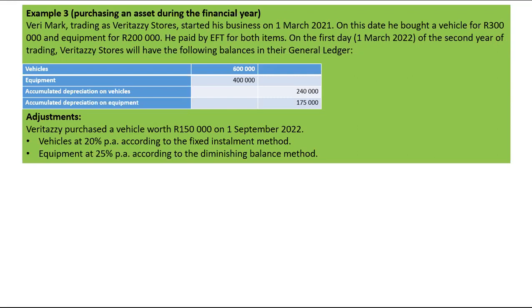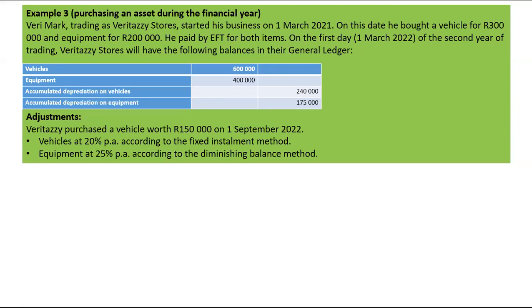On the first day, which is the 1st of March 2022, of the second year of trading, Very Tasty Stores will have the following balances in their general ledger. We've got vehicles amounting to 600,000, equipment amounting to 400,000. Accumulated depreciation is 240,000. That is on vehicles. Accumulated depreciation on equipment will be 175,000. And now we have the adjustments.